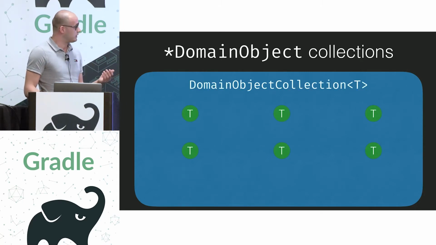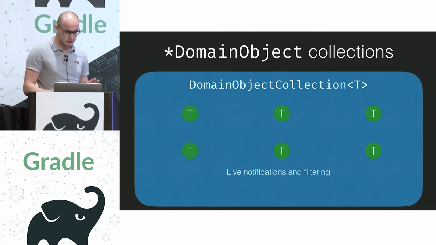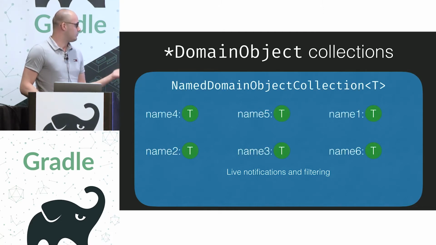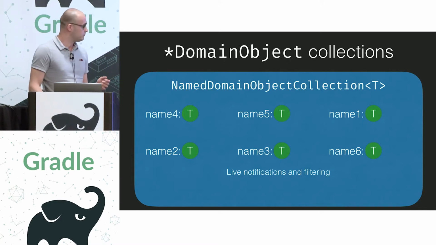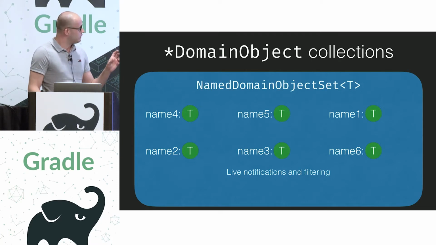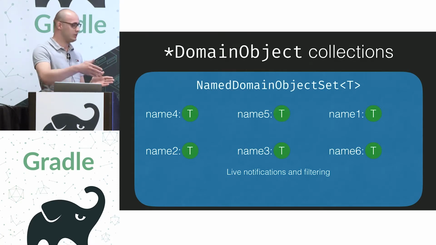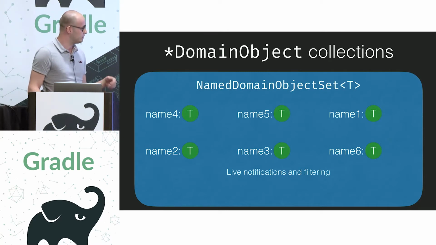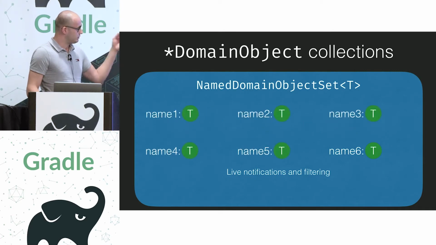Then we have a domain object collection. And this is already a Gradle API, Gradle class. Domain object collection adds live notifications and filtering. And we'll see them just in a bit. Then we have named domain object collection, which obviously adds names. So each object is now identified by a unique name. We have named domain object set, and each new class extends the previous one. So named domain object set already has names, but now they are ordered. So the objects are ordered by their name.